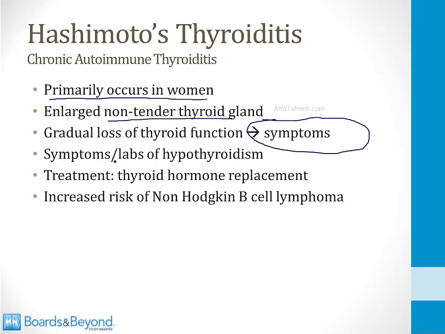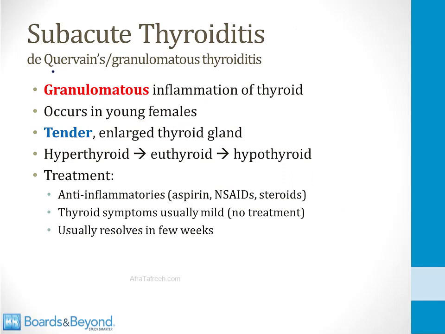If you do a workup, you will find lab findings consistent with hypothyroidism like we talked about before. The treatment is to replace the thyroid hormone with synthetic thyroid hormone, and you need to know that people who have this condition have an increased risk of non-Hodgkin's B-cell lymphoma. If you understand that lymphocytes are involved in the disorder, then it's easy to remember that it can potentially lead to lymphoma.